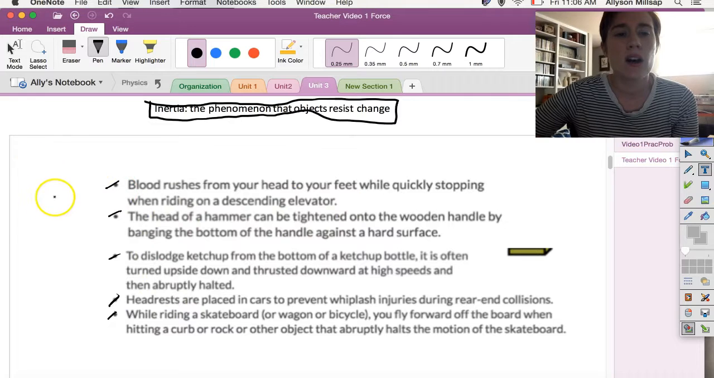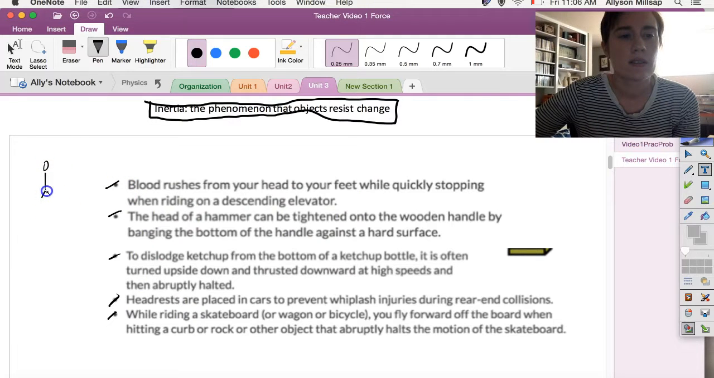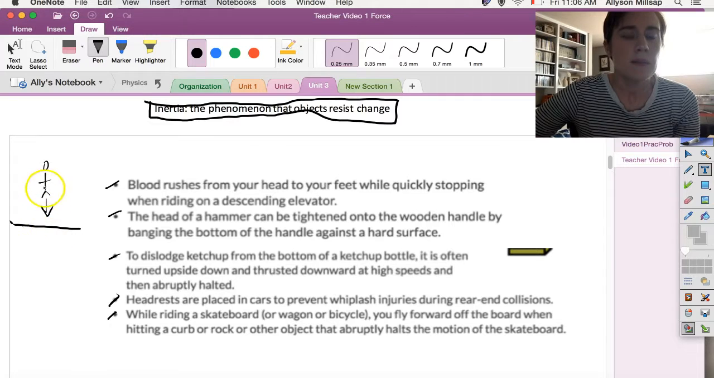When you're riding on a descending elevator, and your whole body's going down, when the elevator stops, all the blood rushes from your head to your feet. Why? Well, because your body may have stopped moving, but the blood inside your body wants to continue moving the same direction that it was moving, so it moves downward.